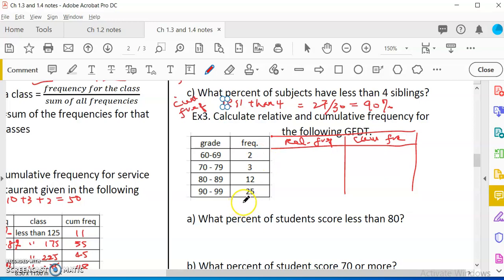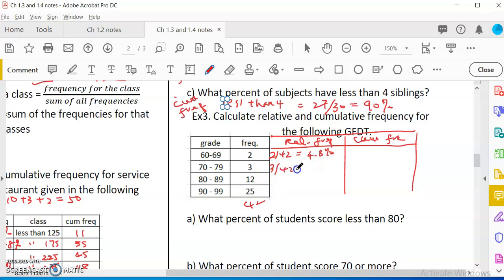So let's do the total first, right? 2 plus 3 plus 12 plus 25. Now these are not the data, these are the frequencies. There are 2 data in 60 to 69, 2 grades. The total is 42. So this would be 2 over 42, equal to what? 2 divided by 42, and we do it as a percent, so it's 4.8%.